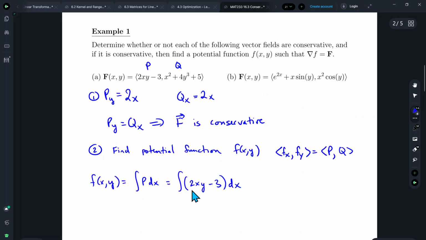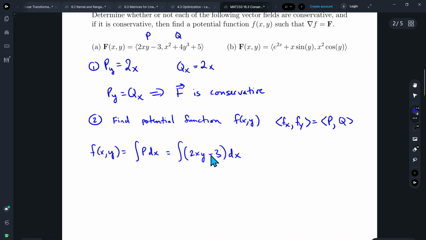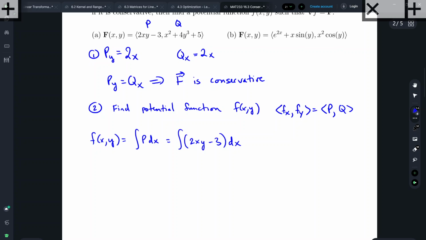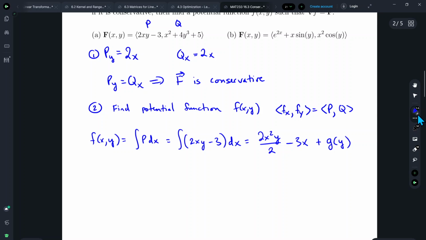Okay, so now again, this is a partial integral, so we're thinking of y as being constant. And so what do I get? So I'm integrating with respect to x, right? So you get 2x squared y over 2, and then the antiderivative of a constant is the constant times x, so you get minus 3x. And then again, this is an indefinite integral, so we need a constant term, but here we're thinking of y as being part of the constant, so the constant term itself should be a function of y.